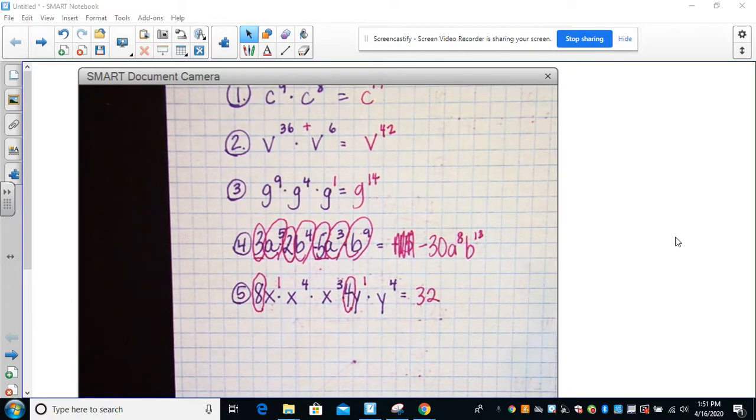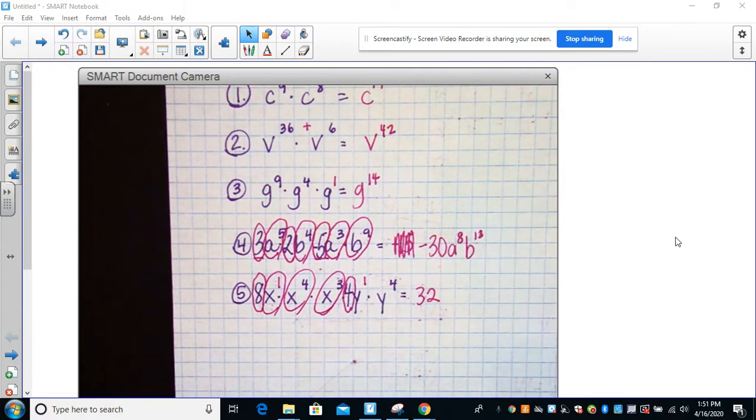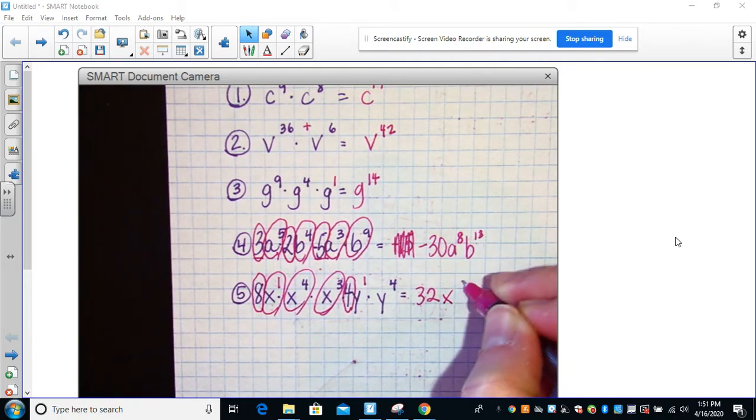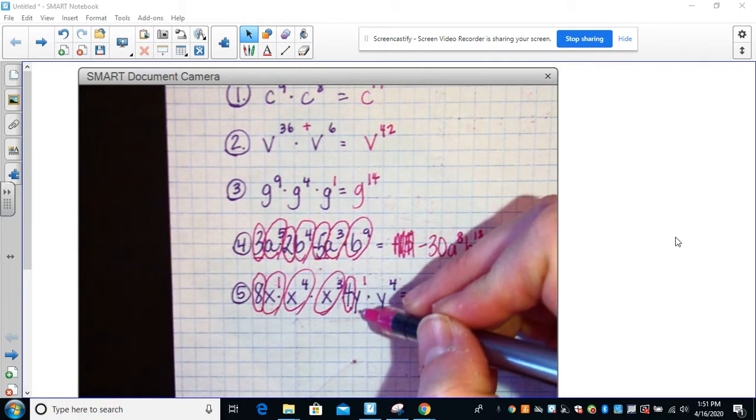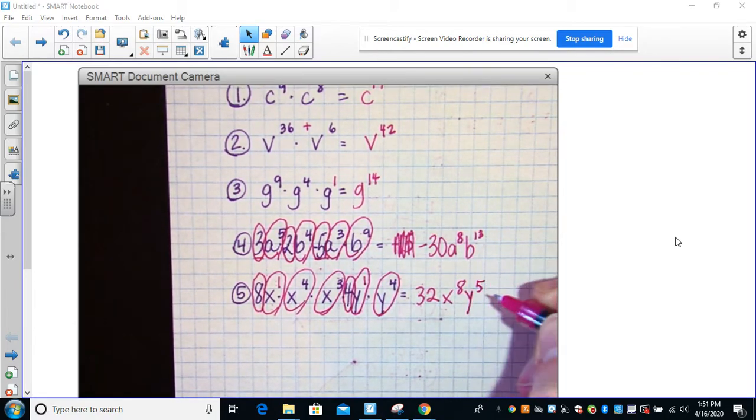So now let's look at all the X's. We have X to the 1st, X to the 4th, X to the 3rd. So we add the exponents. 1 plus 4 is 5, plus 3 is 8. X to the 8th. Now let's look at your Y's. Y to the 1st, Y to the 4th. That makes Y to the 5th. So that's your exponents when you're multiplying.